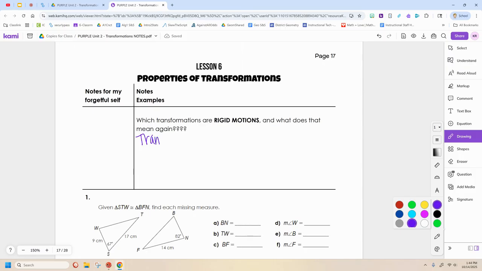Translation, rotation, and reflection are rigid motions.